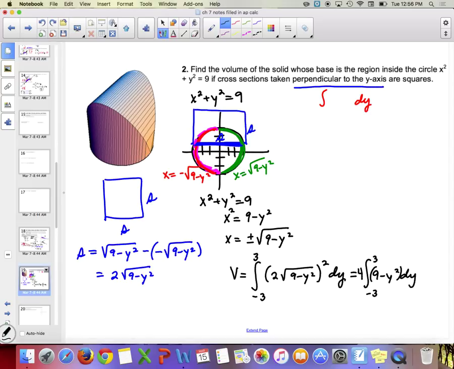And you can even make it a little bit easier using symmetry. If you use symmetry, what could you do? Yeah, you could put an 8 on the outside and then do 0 to 3, 9 minus y squared dy. And that would be really easy to integrate because you'd be plugging in zeros for the second part of it. Does that make sense? So that would be using symmetry.